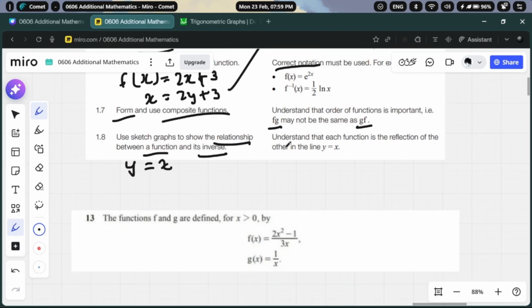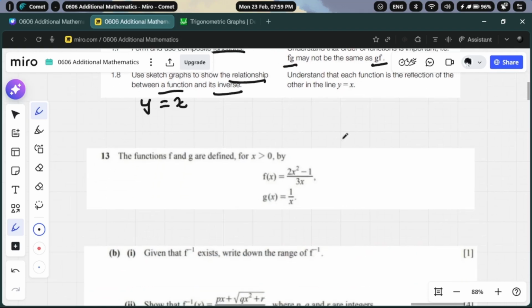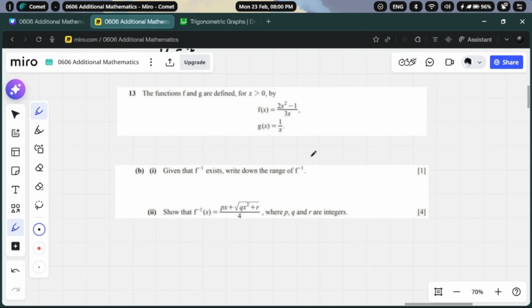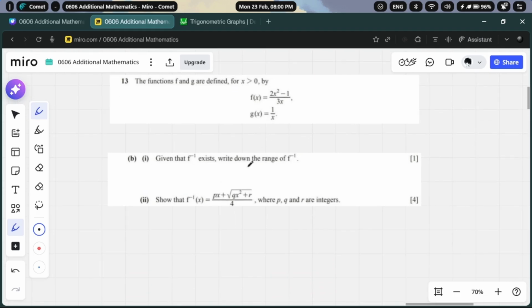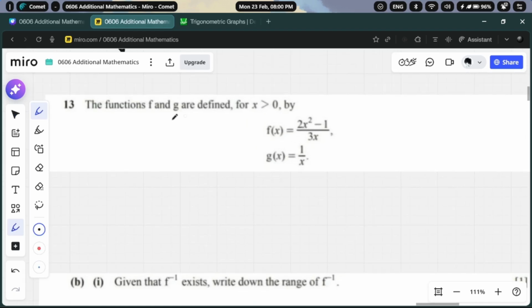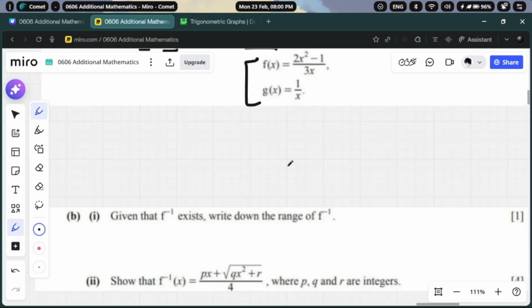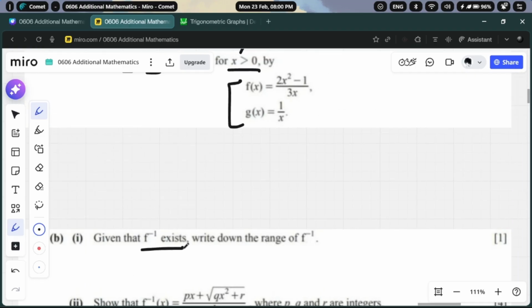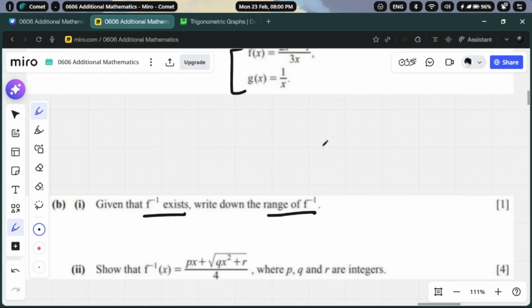So as they mentioned over here, understand that each function is a reflection of the other in the line y is equal to x. So now let's practice this question that I've selected for functions. They're told that the functions f and g are defined for x greater than 0. So this is your domain, and then you're given two functions f of x and g of x. And you're told that given that f of x exists, find the range of the inverse function.